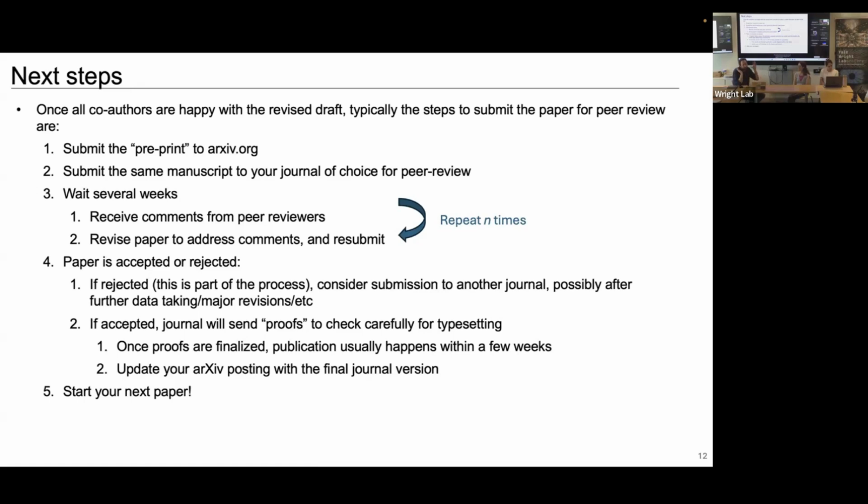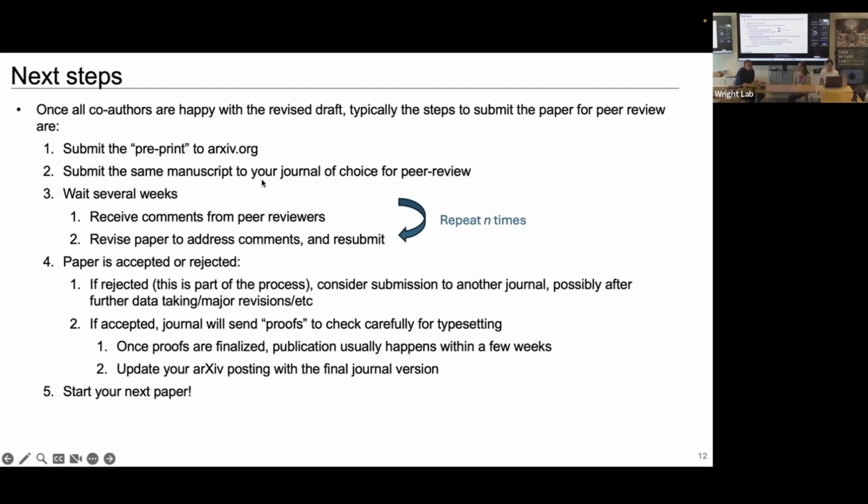Once you're happy with this, at least in our field, typically what we would do is, you have this draft, all that revision is done, we would submit a preprint to the arXiv. Maybe in astronomy that's also common, that you put your paper up before you submit it to a journal so everybody can see it. This is a free server where you get these pre-published papers, not yet peer-reviewed, but that lets everybody see it right away.